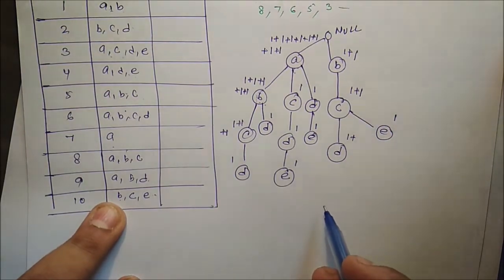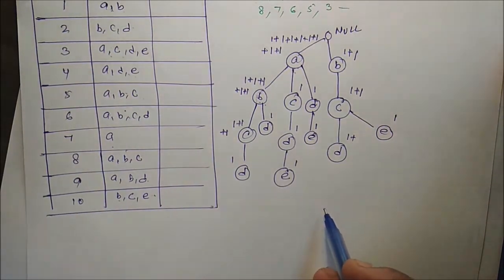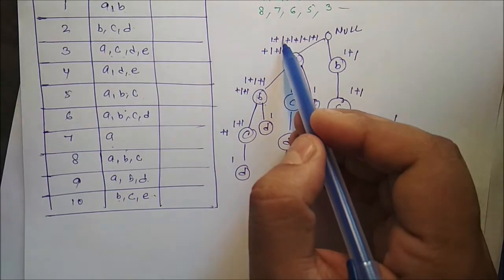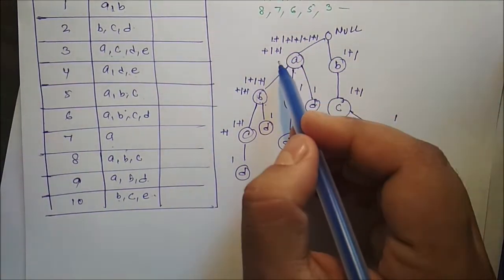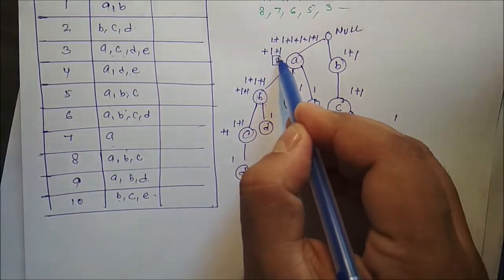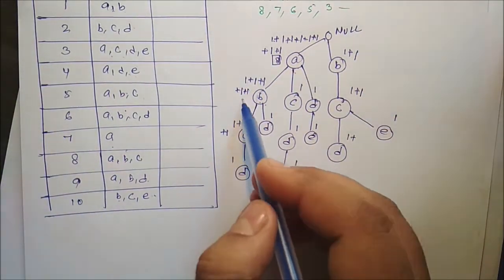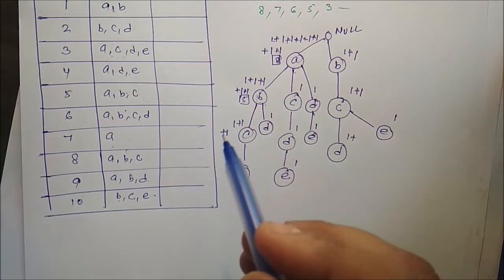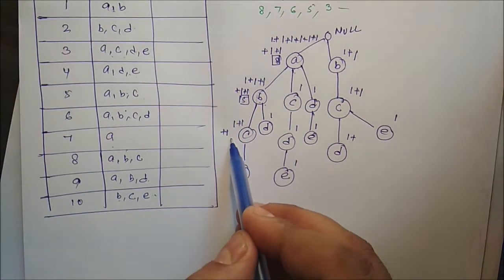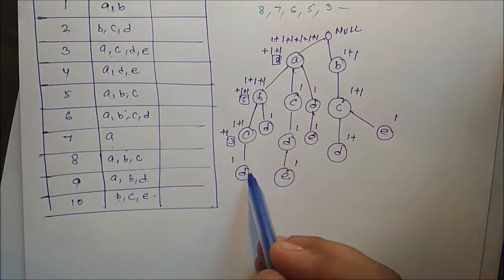Okay, and we have to count all of this. So how many A are there? 1, 2, 3, 4, 5, 6, 7, 8. So 8 A are there. Okay, how many B are there? 1, 2, 3, 4, 5. How many C are there? 1, 2, 3. How many D are there? 1.